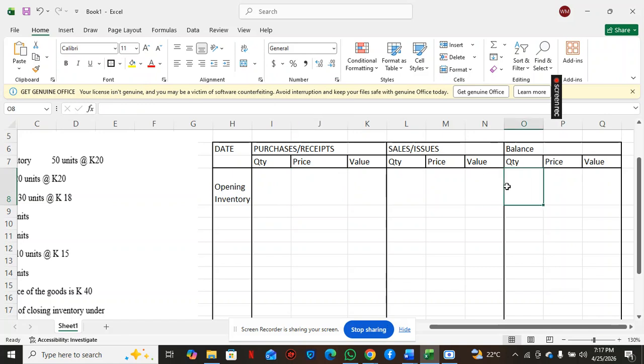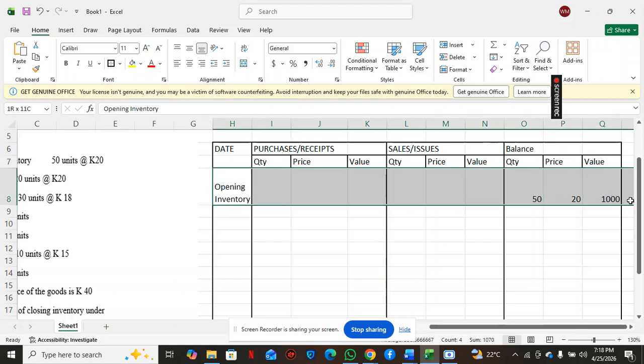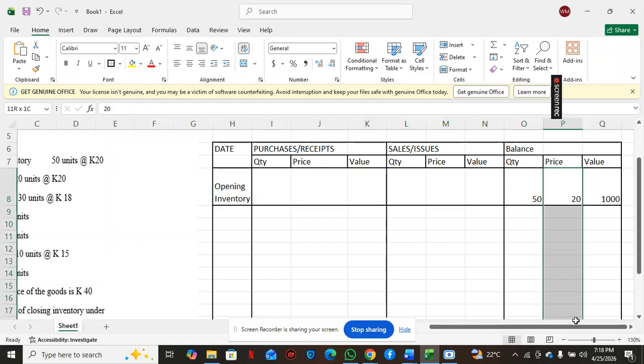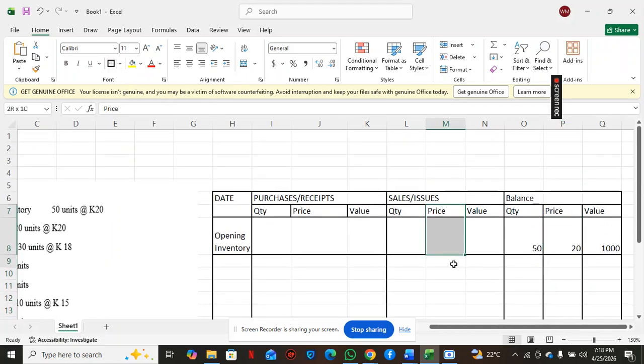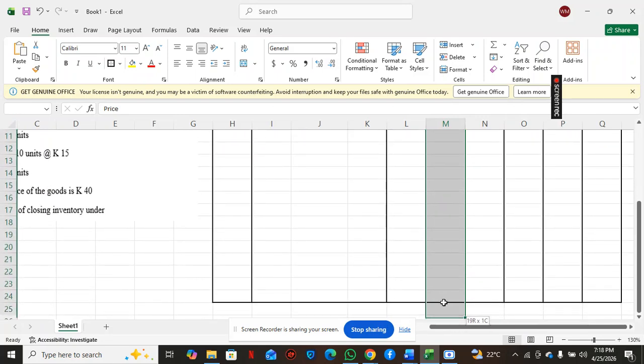We come to the balance section: 50 units valued at 20 kwacha. So the total cost of these units is 1000 kwacha. This is our opening inventory, the inventory that we start with at the beginning of the year. Then we're going to go through our transactions to see the goods that have come in and been sold.